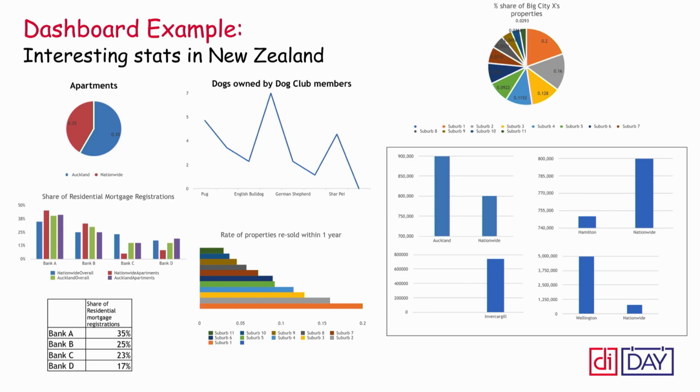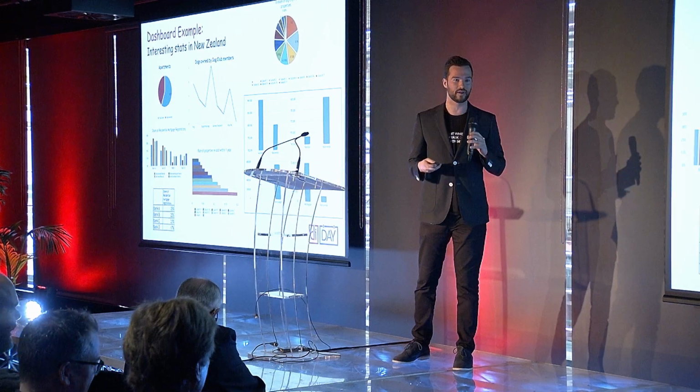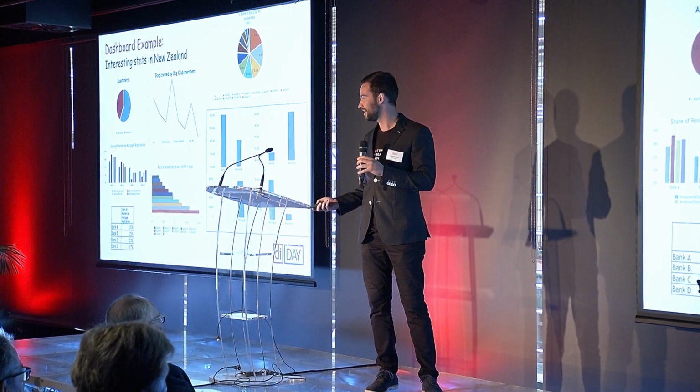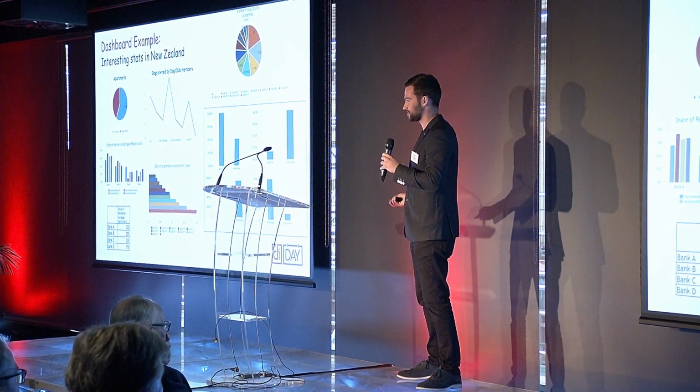There is useful information on here. You've got apartment sales, you've got mortgage registrations, you've got dogs by dog club members. You've got some ratios of properties. I'm sure it's useful. But you can't interpret anything from this. There's nothing to guide you in terms of telling you what is useful for you right now and what you should be doing with that information. The key problem with these type of dashboards is that they don't help you to make better decisions. It would take you so long to figure out how to use it that it renders it completely useless.